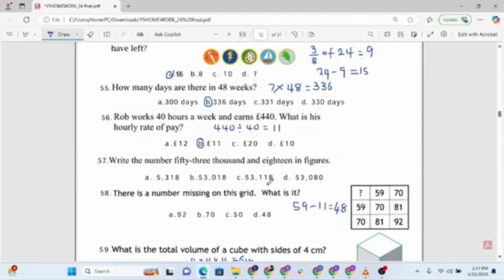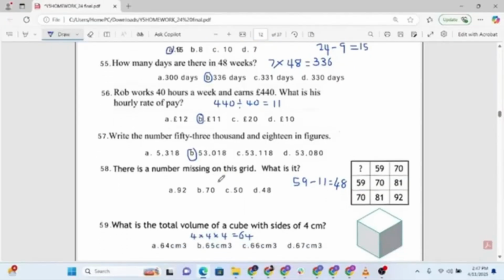Question 57. Write the number 53,018 in figures. The correct answer is option B, 53,018. Explanation. 53,000 is 53,000. Add 18 to get 53,018.